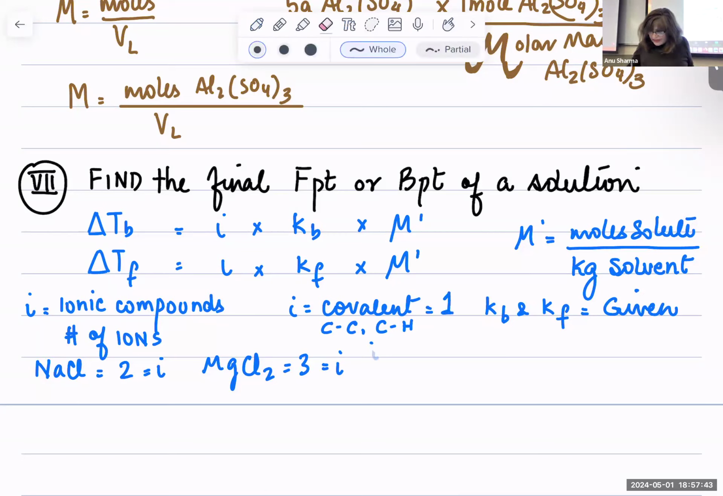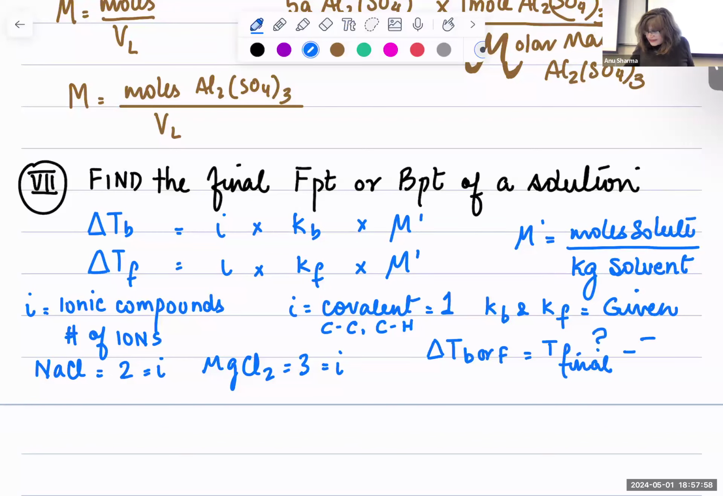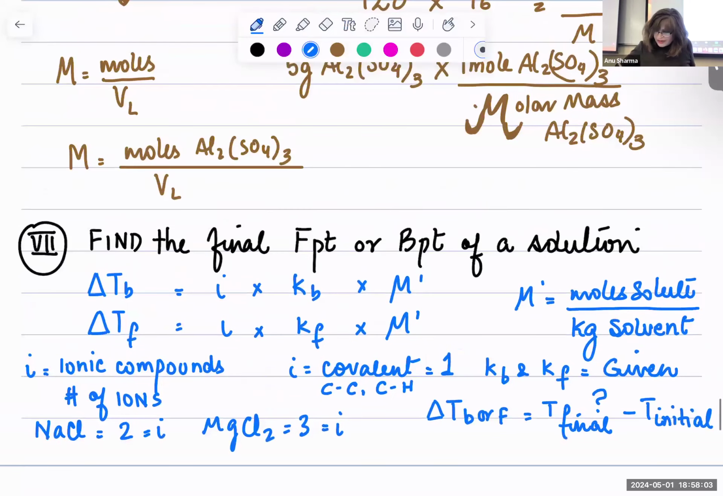And then the last thing is, what is the value of the final temperature? This is delta T_B or T_F, so whatever we are doing, T final is what we are trying to find, minus the T initial. And what is the T initial? Remember that the freezing point of pure water is 0 degrees Celsius. So this is the T initial. And the boiling point of water is 100 degrees Celsius.